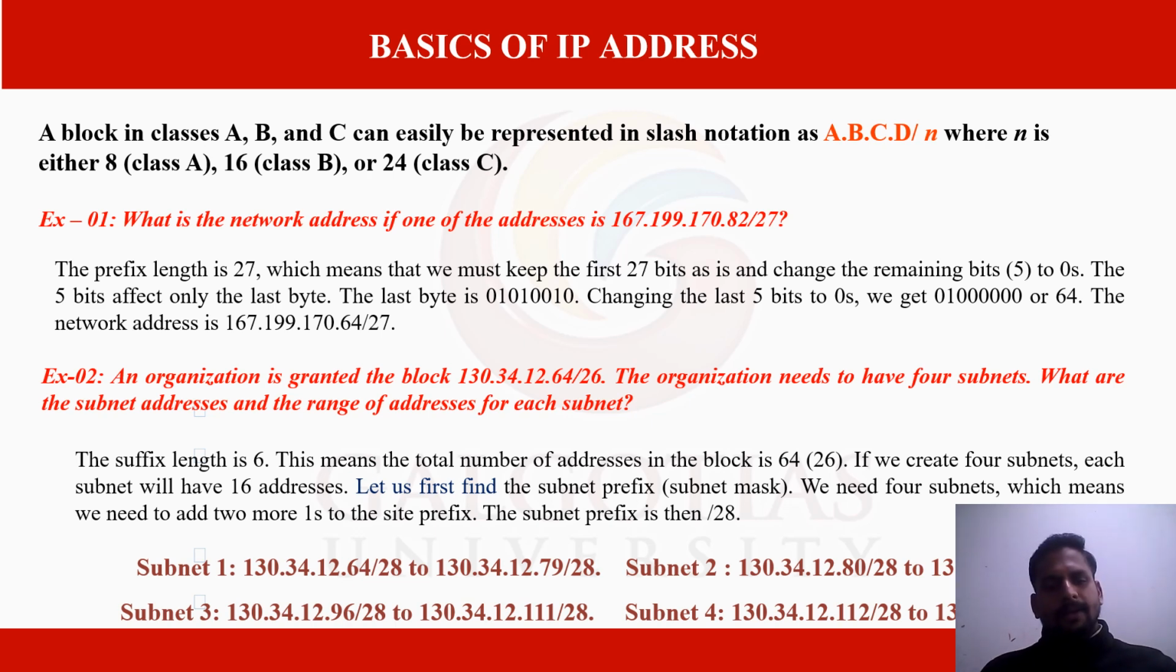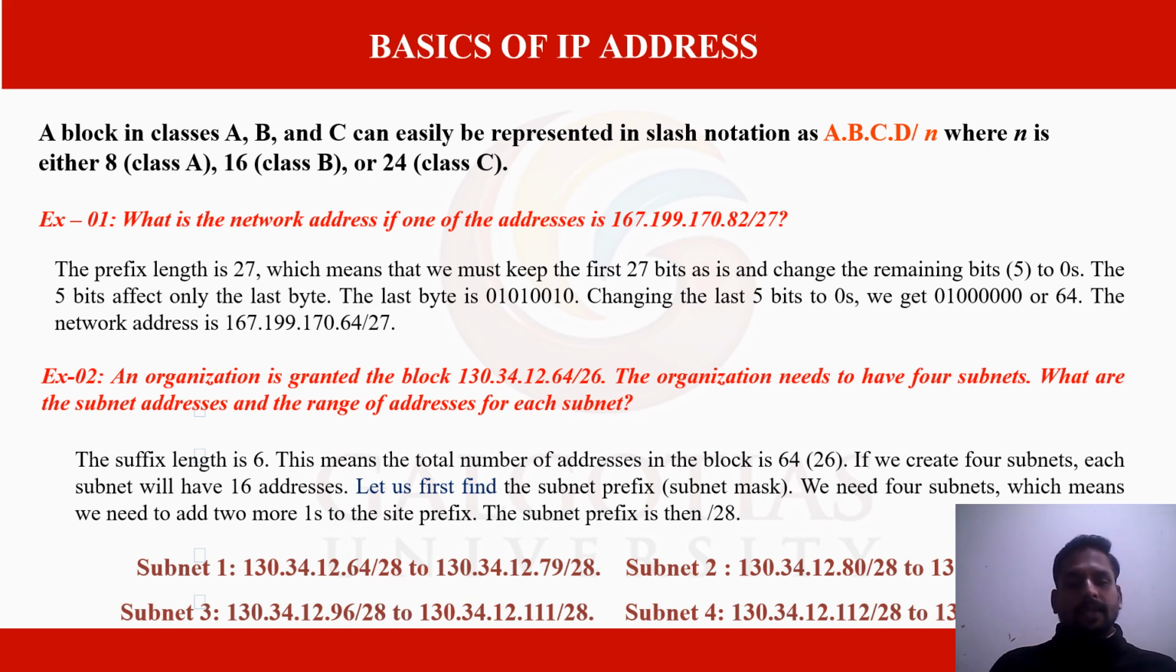Okay, and the second example: an organization is granted the block 132.34.12.64 and slash notation of 26. Okay, the organization needs to have 4 subnets. Now you see they are giving the conditions. The organization must have 4 subnets. And what are the subnet addresses and the range of addresses for each subnet? So first we need to find out the subnets, and then we have to find out how many addresses we can create for each and every subnet. Okay, so that's what they are telling.